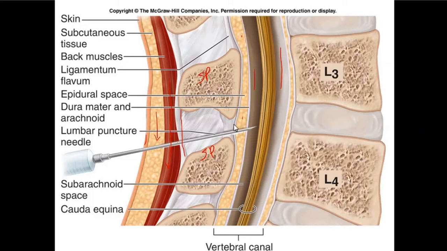Then it has to go in between the adjacent vertebrae, and pierce the ligamentum flavum, this ligament here, also called the yellow ligament. Then it has to go through the epidural space, and then here is your target site, the subarachnoid space, to collect the CSF for diagnosis or testing.